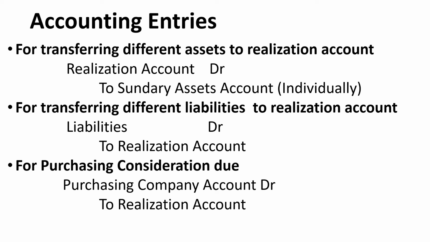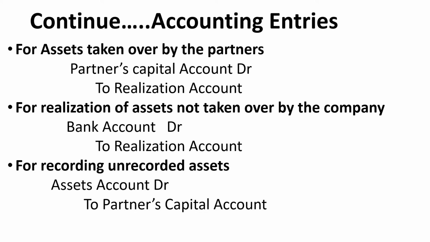There are 19 journal entries to be passed during conversion of a firm to a company. The first entry is for transferring different assets to the realization account. The entry will be realization account debit to sundry asset accounts. The second entry is for transferring different liabilities to the realization account. The entry will be liabilities account debit to realization account. For purchase consideration due, purchasing company's account debit to realization account. For assets taken over by the partners, the entry will be partners' capital account debit to realization account.